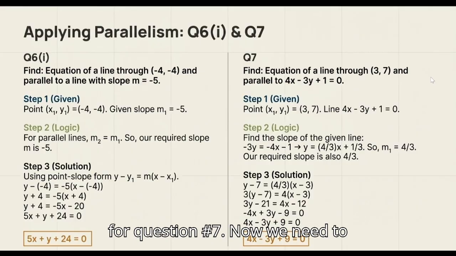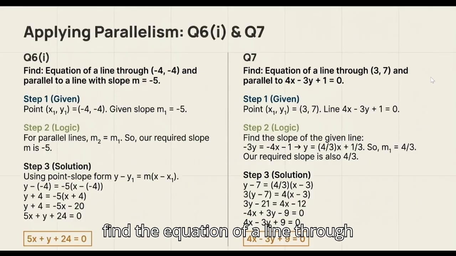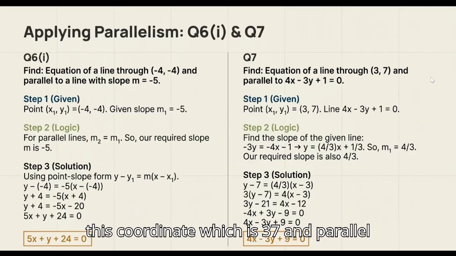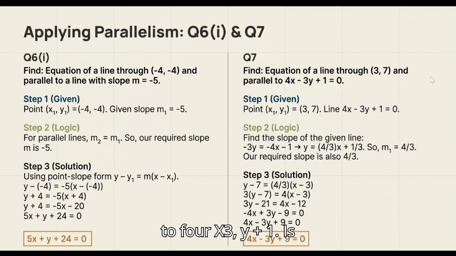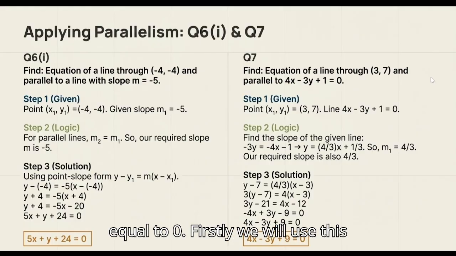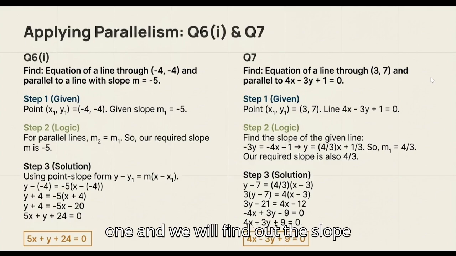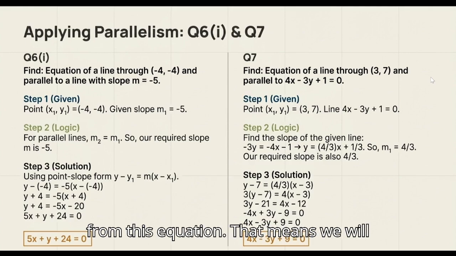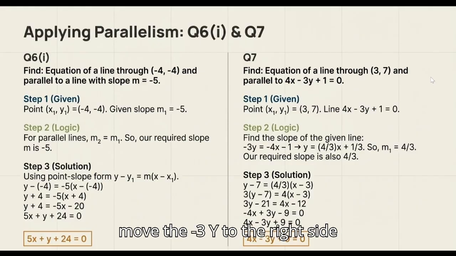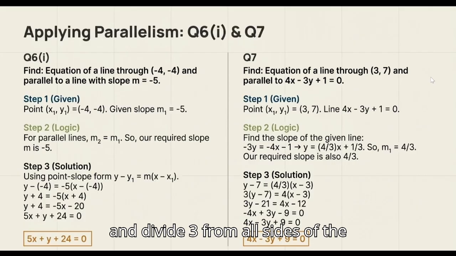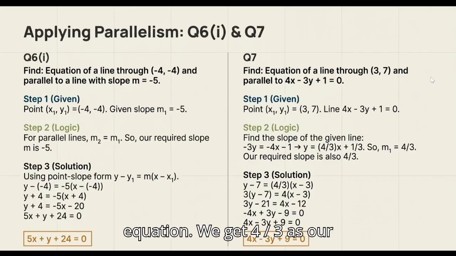For question number 7, now we need to find the equation of a line through this coordinate, which is 3, 7 and parallel to 4x minus 3y plus 1 is equal to 0. Firstly, we will use this equation, 4x minus 3y plus 1, and we will find out the slope from this equation. That means we will move the negative 3y to the right side and divide 3 from all sides of the equation. We get 4 divided by 3 as our slope.